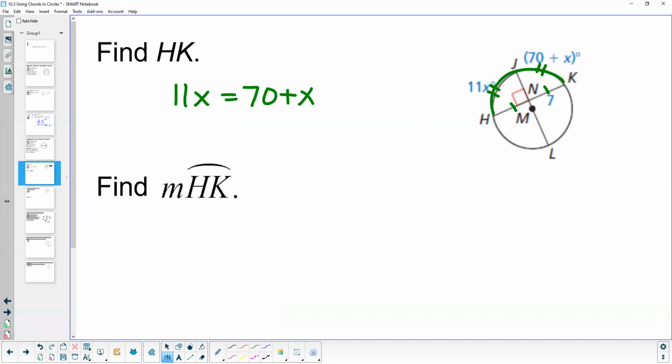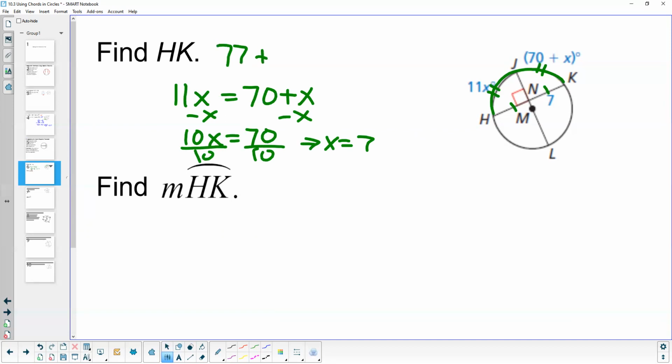So 11x equals 70 plus x. We can subtract x from both sides and get 10x is equal to 70, and divide by 10 to get that x equals 7. So if x equals 7, we get 77 for HJ plus 77 for JK, which ends up giving us a total of 154 degrees. Okay, so HK is 154 degrees.